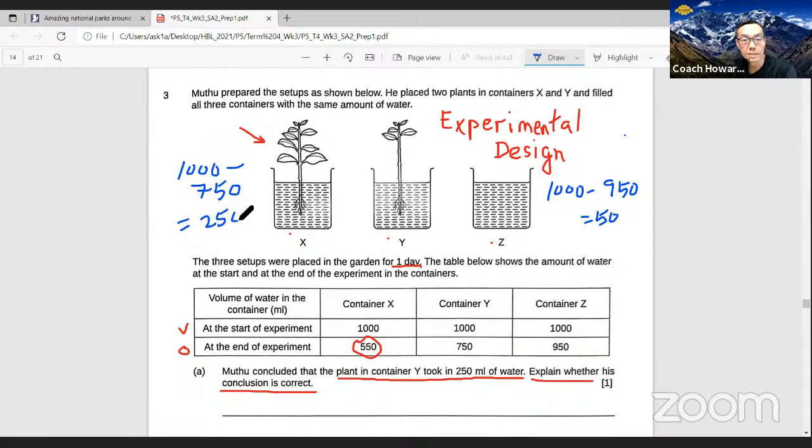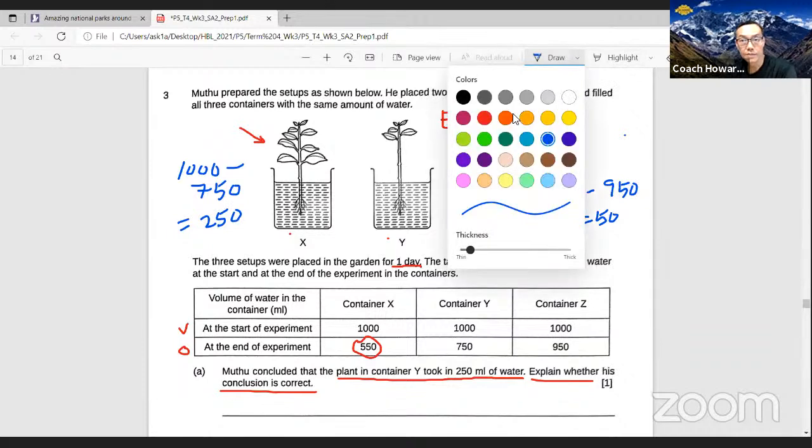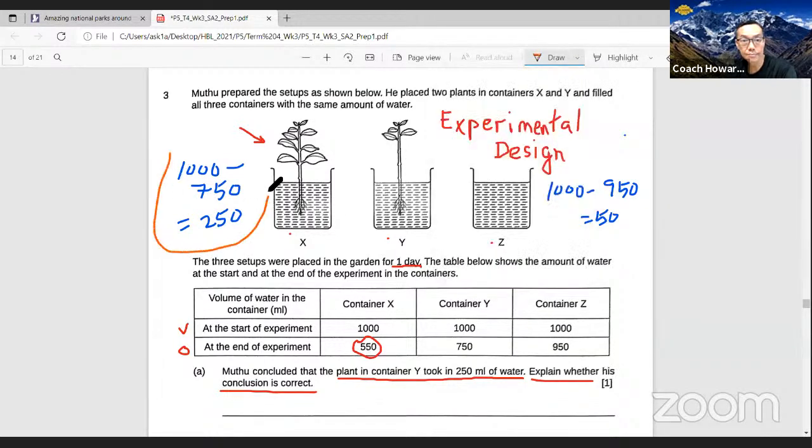250. Okay, what I want to show you is for student who just do this step, 1000 minus 750, they get 250, they may put yes. And then they will explain in their own way, then they get the answer wrong. Okay, because they forgot to do this step here. Okay, why is this step important? Because this step actually shows you that even without the plant, after 1 day, 50 ml of water has evaporated.